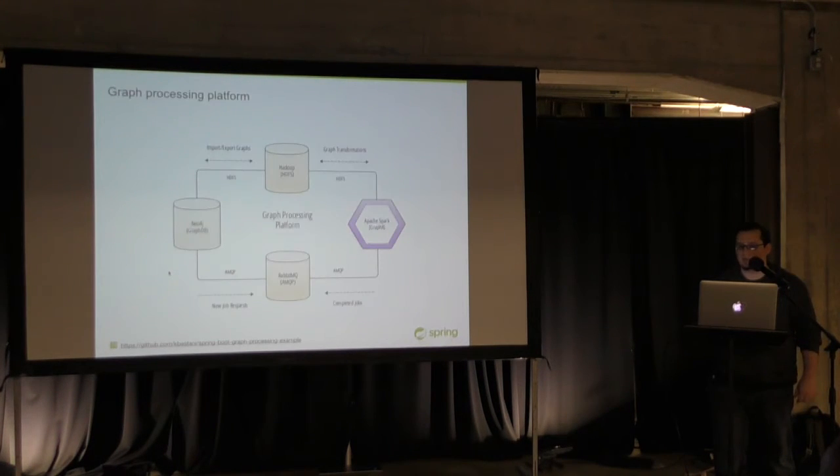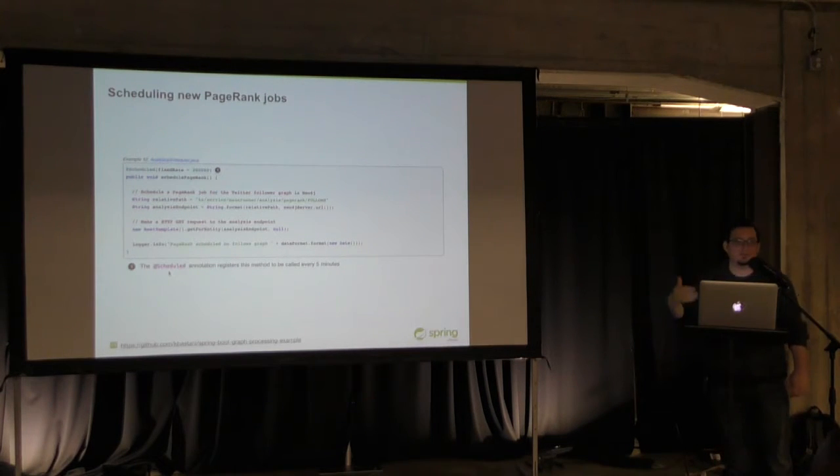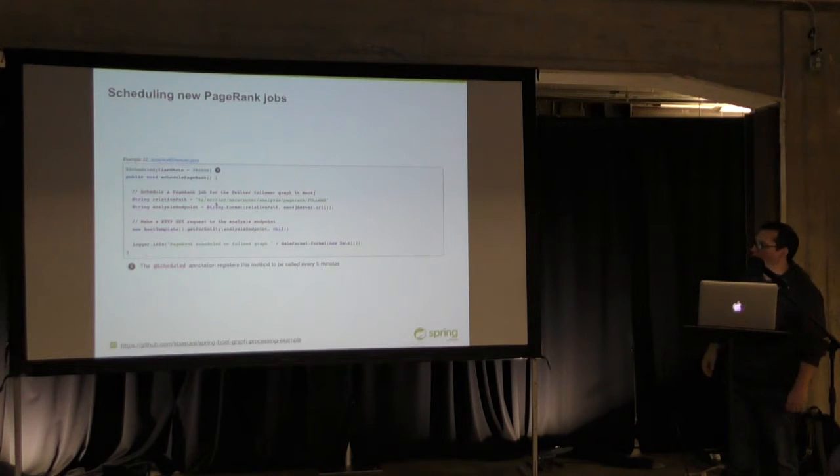So for scheduling the new PageRank jobs, I'm going back to the graph processing platform here, where we submit the jobs directly to Neo4j. I'm just going to have one schedule PageRank method here with a schedule annotation, and that's going to be at a fixed rate of 15 minutes. So this is going to run every 15 minutes. It's going to submit a job to that endpoint that we looked at earlier, and that's going to schedule this new job on the follows relationship. So that's going to be sent to Apache Spark. It's going to be run, and then we're going to get our results back.